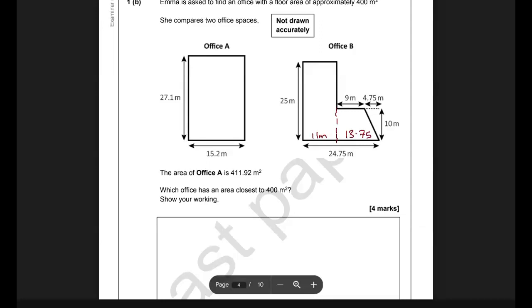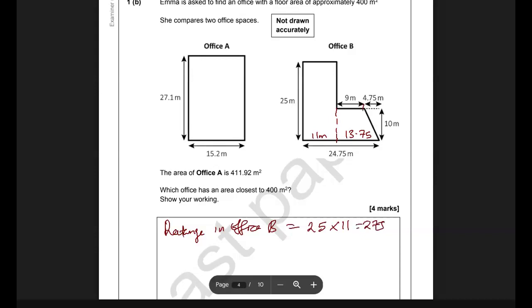Now, you've got the rectangle down. The area for the rectangle in office B will be equal to 25 times 11. 25 times 11 gives you 275.